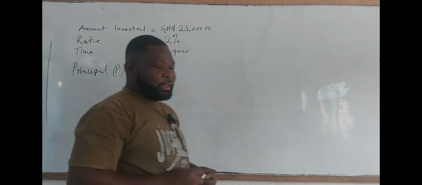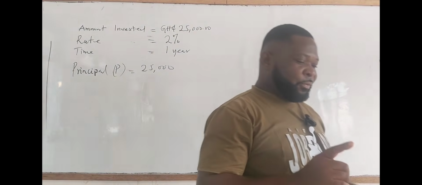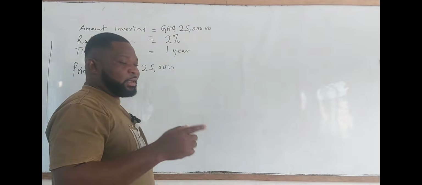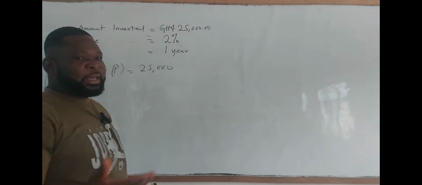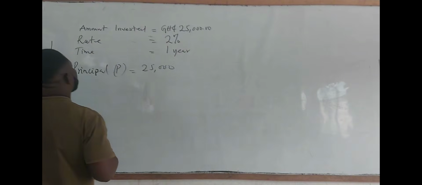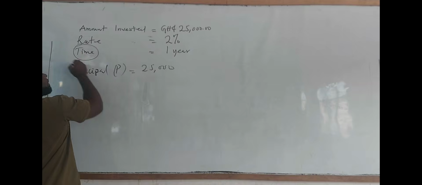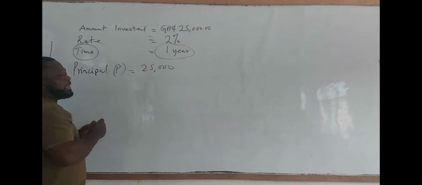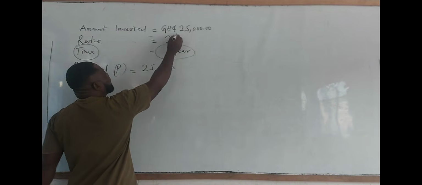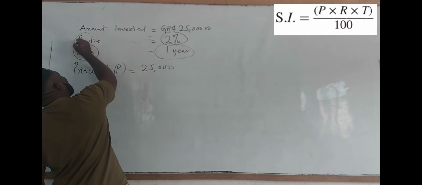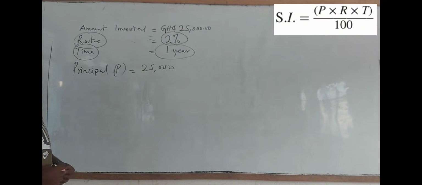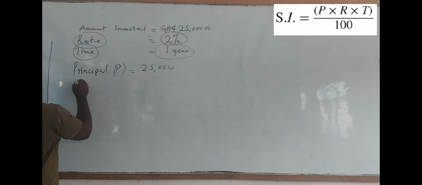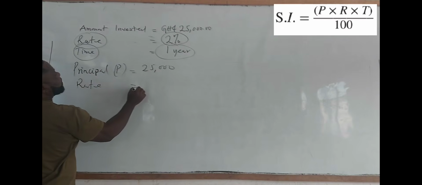And then the question continues to say that at the end of the year, right, her account is credited with a 2%. It means that after 1 year, or per annum, right? After 1 year, so the time we are dealing with is 1 year. And after that 1 year, how much interest was given to her? That is the 2%. And that is where the rate comes in, right? So we know principal to be 25,000, which is the amount invested. We know the rate to be 2%.